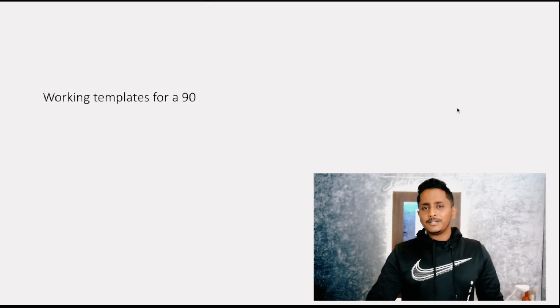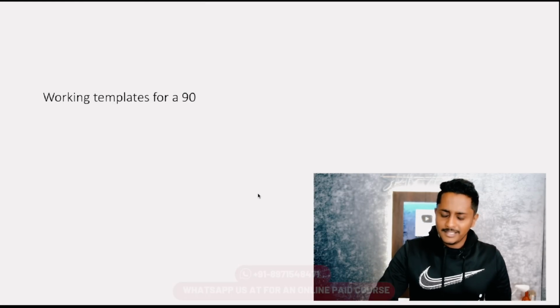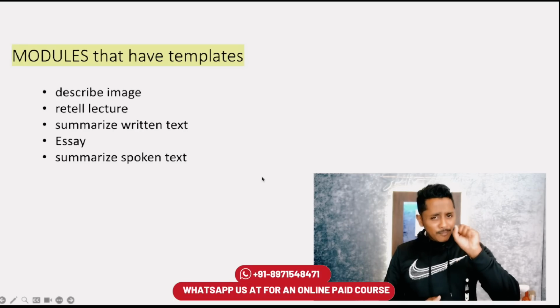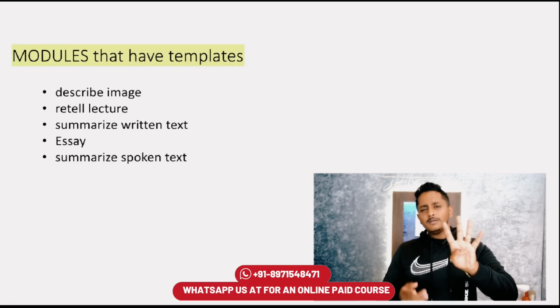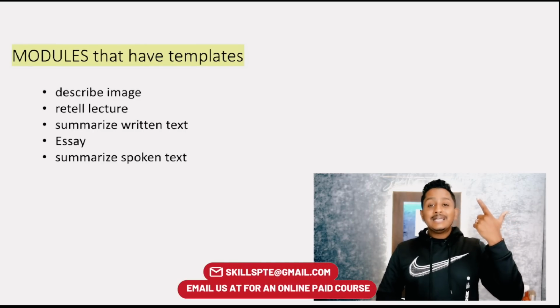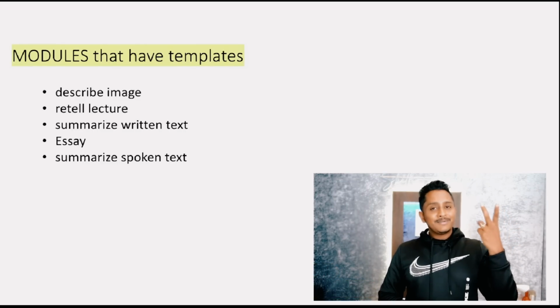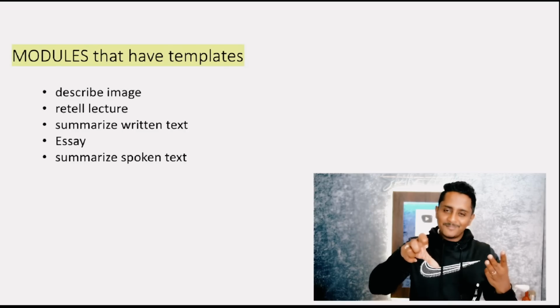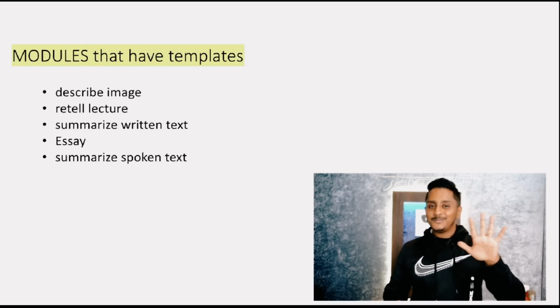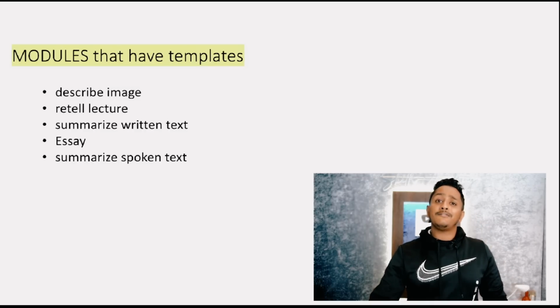Alright, so let's get into the working templates for a 90. Let's understand what are the modules that actually have templates. There are 5 modules that have templates. In fact 4, but I've included summarized written text as well. The first is describe image in speaking. Written lecture, second one in speaking. Summarized written text, it's kind of template that I'm going to talk about in just a while. And then essay has a template. Summarized spoken text. Only these 5 modules can have templates.